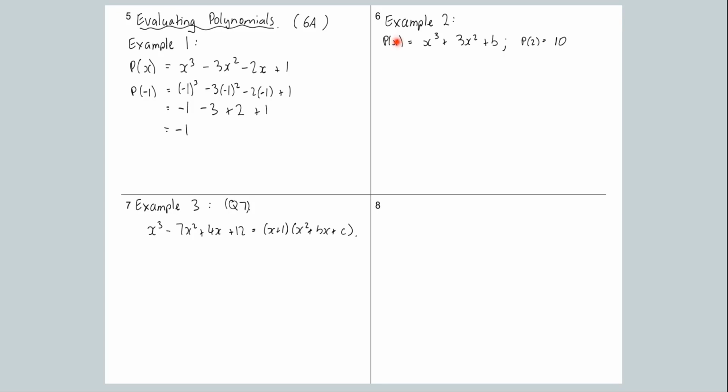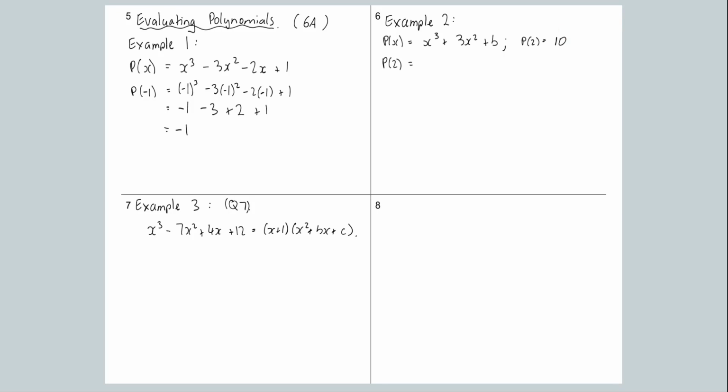Okay, if it said p of b, then that would be completely different. It would mean that b is the variable and that for some reason this stuff here is supposed to be constant. Okay, so when I go p of 2 here, that means replace x with the value 2, not b. And I'm given something here. I'm told that p of 2 is equal to 10. So let's bring that all together.